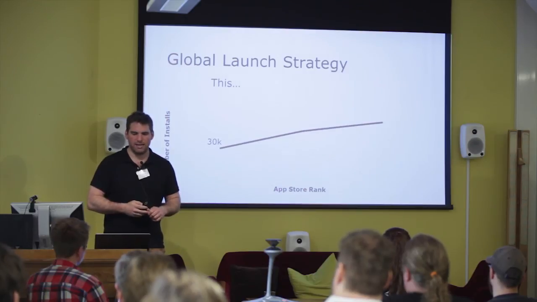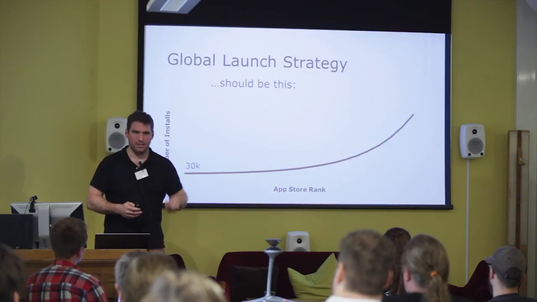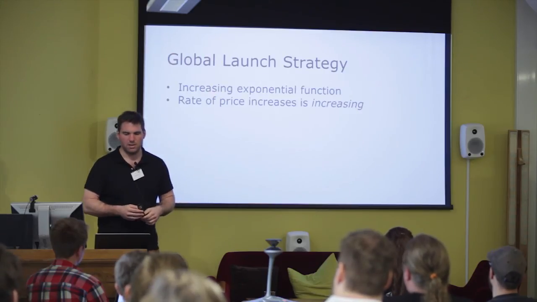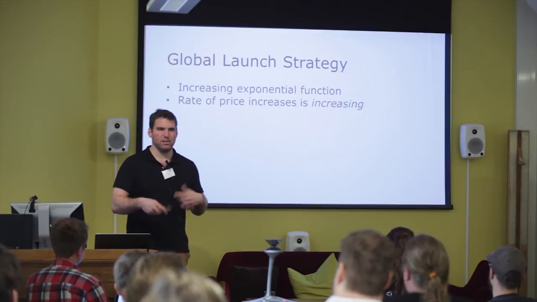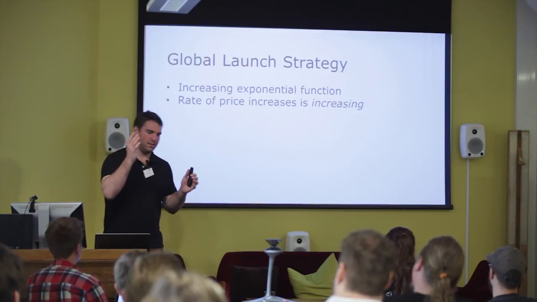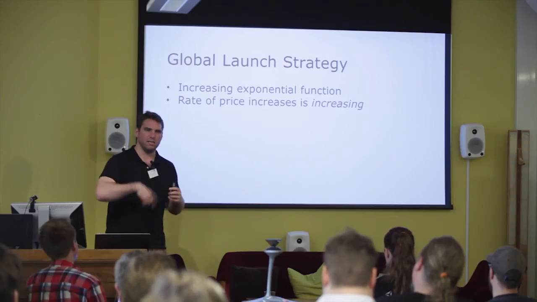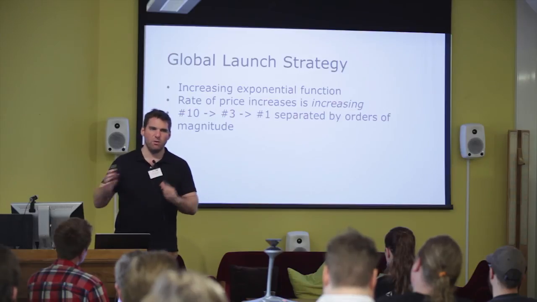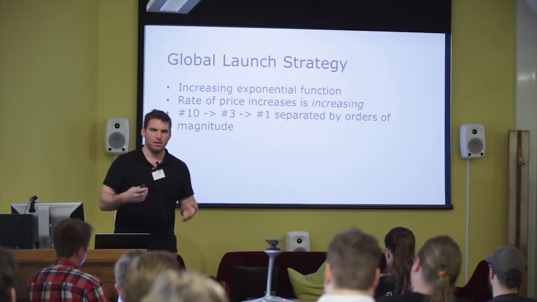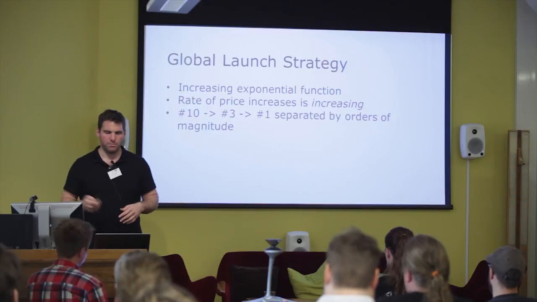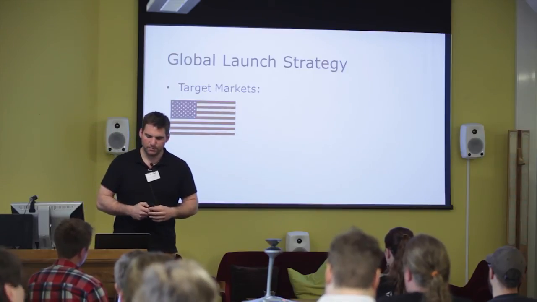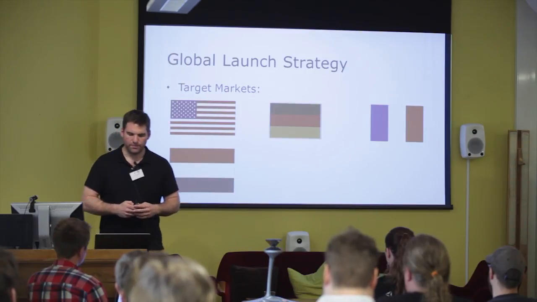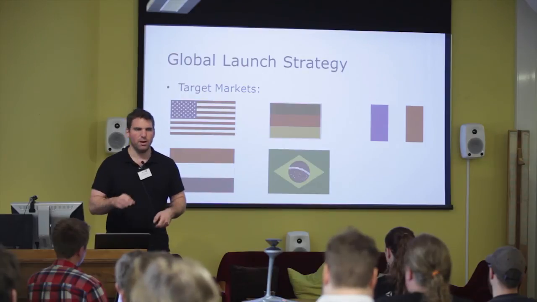So we estimated that this linear growth pattern should actually look like this. And we fit that, so it's an increasing exponential function. It means that the rate of the price increase is actually increasing. So the rate at which the users we need to reach rank actually increases. So we thought that those ranks, 10, 3, and 1, should be separated by an order of magnitude, not just some linear growth in number of users. So we established target markets, and the goal was to reach number 1 in all of these.